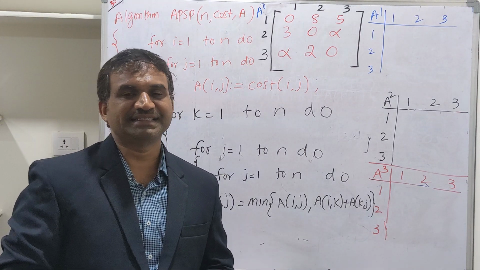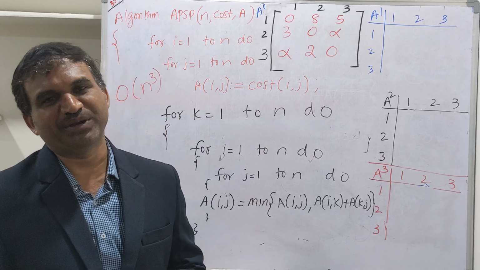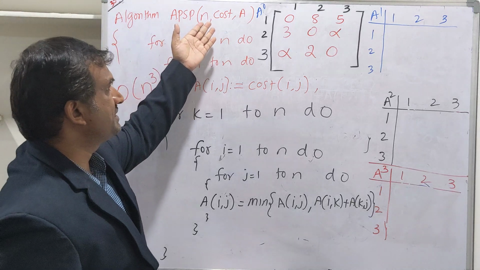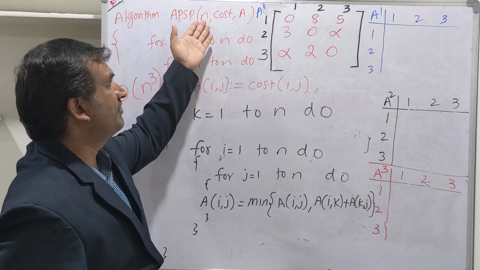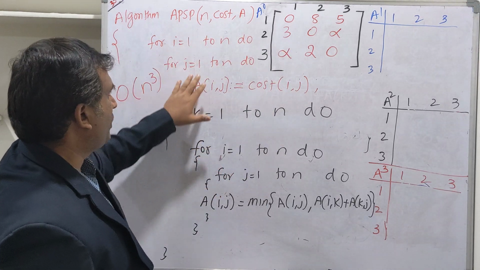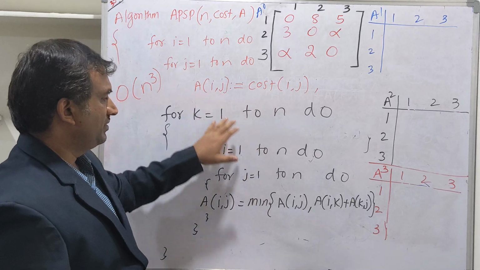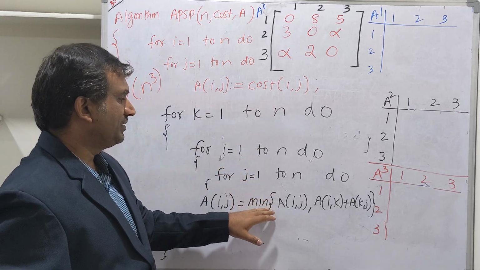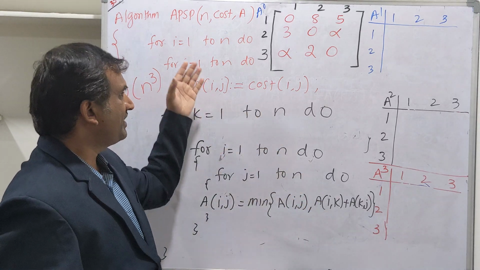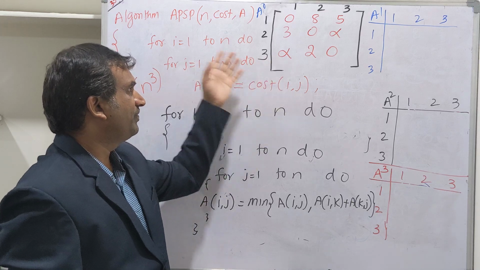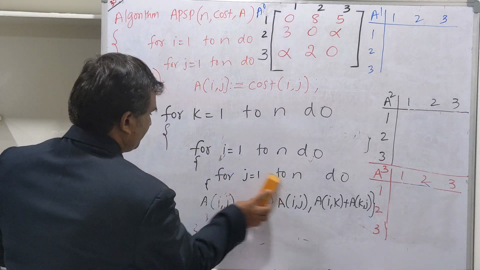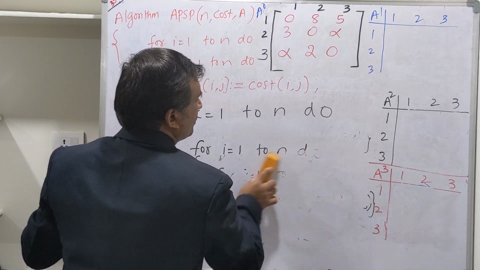Hello everyone, let us discuss all pair shortest path using dynamic programming. So here we have an algorithm for all pair shortest path where the input is the cost matrix and the number of vertices, and the cost matrix will be copied to A. Initially we copy the cost matrix to A, then each and every matrix will be evaluated with the principle of optimality equation K times. So let us evaluate the problem with a given example, then we will scan the algorithm.